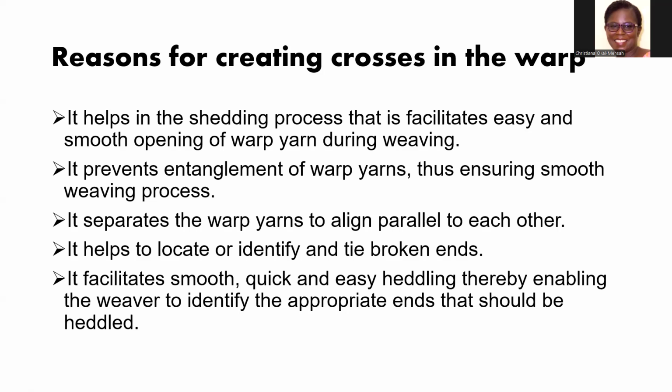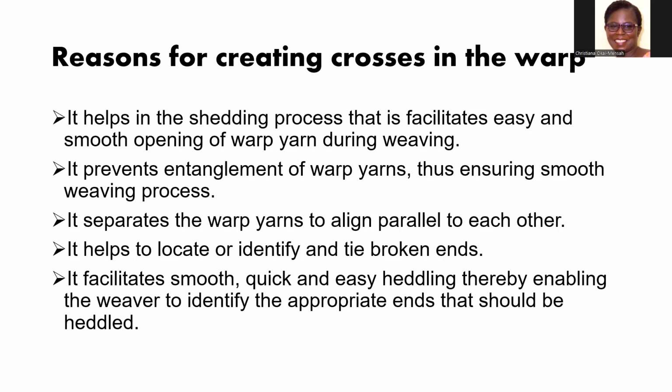It separates the warp yarns to align parallel to each other, and it helps to locate or identify and tie broken ends. All these things are because of your process. One up, one down, one up, one down, one up, one down, one up, one down. If you make it one up, two down, it means that there will be entanglement. So you check that one, right? So one up, one down.